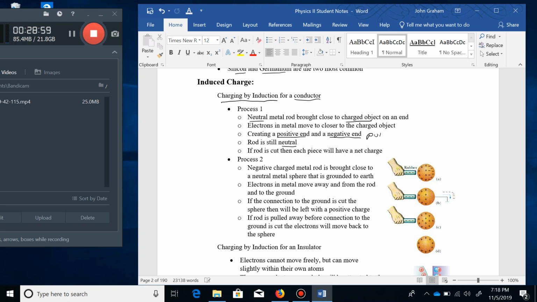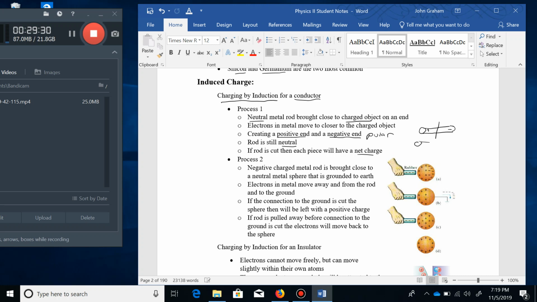You have a positive end and a negative end. If we were to cut the rod in two, we will have a net charge. So you kind of draw it out. You have a rod, you get one end that's positive, you make one end negative, and you cut it right down the middle.